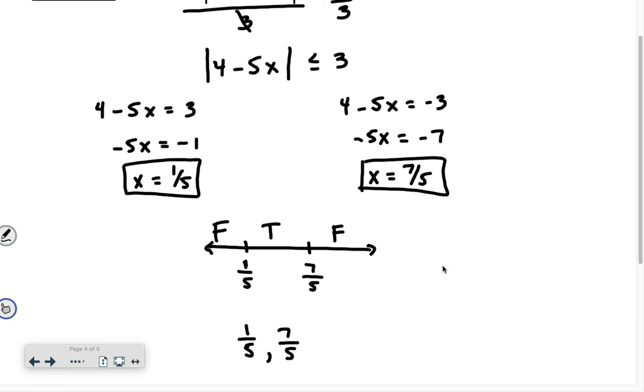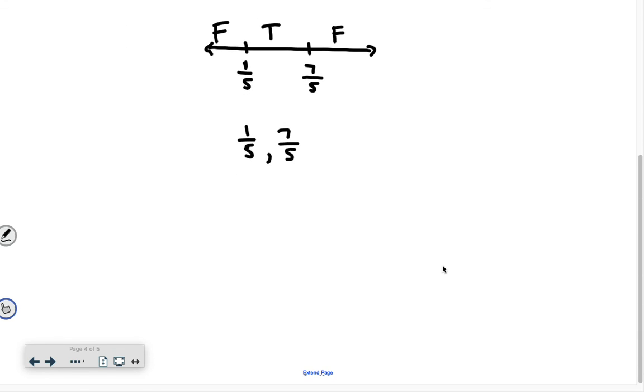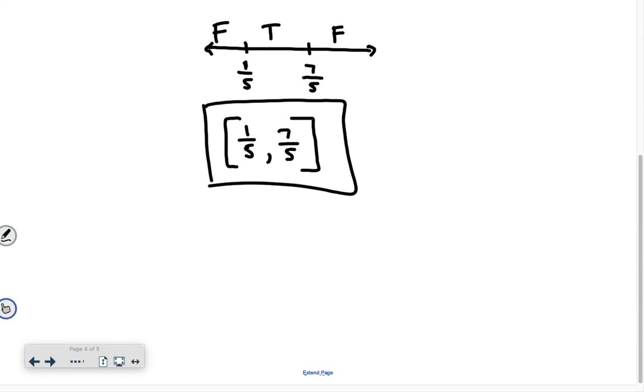Please disagree. Okay? Less than or equal to. Or equal to. If I plug in 1/5, I will get 3. If I plug in 7/5, I will get 3. And that is equal to 3. Therefore, those values, those critical points are included because of the equal to part. So in this case, we're going to actually have brackets. And there's your final answer right there. 1/5 to 7/5, anything in between, including those values.